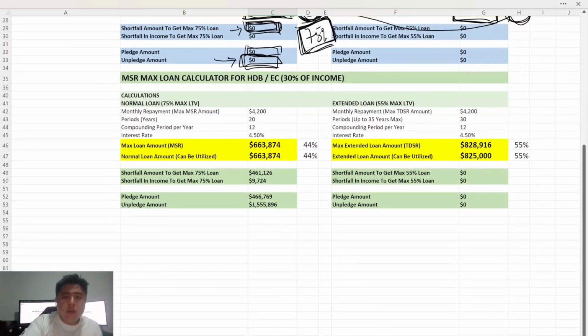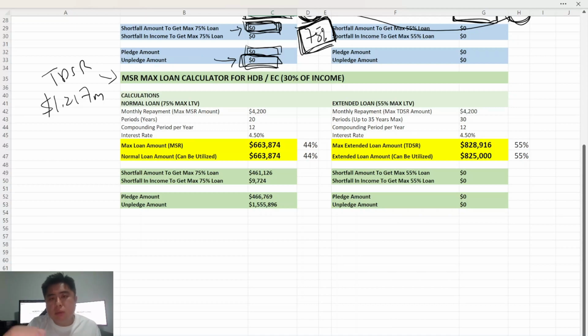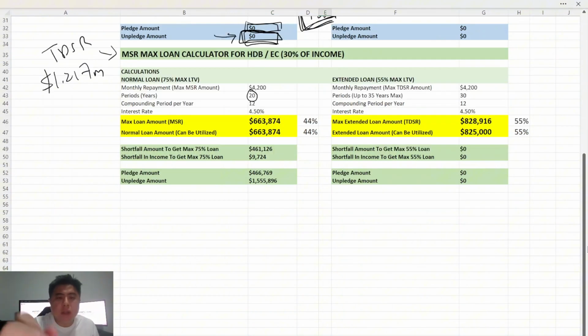So even though just now I was saying for private you are able to get 1.217 million, this is based on TDSR. But when we come to MSR, if today you are looking to buy a new EC based on the combined income of 14,000, and both you and your spouse are 45 years old, the loan tenure remains the same, 20 years. But take note that your loan is now only up to 663,000.